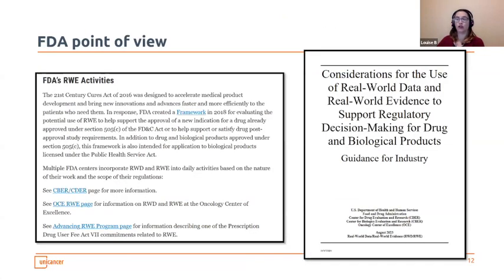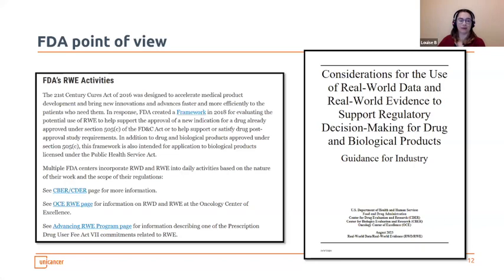If we have a look at the FDA point of view about RWE, as described on its website, FDA has a long history of using what we currently call RWD and RWE to monitor and evaluate the post-market safety of approved drugs. RWE has also been used historically to support effectiveness, but on a more limited basis. Advances in the availability and analysis of RWD have increased the potential for generating robust RWE to support FDA regulatory decisions. As an example of the FDA's work on these topics, the guidance for industry for the use of RWD and RWE to support regulatory decision-making for drug and biological products was published last August by the CDER, CBER, and OCE.